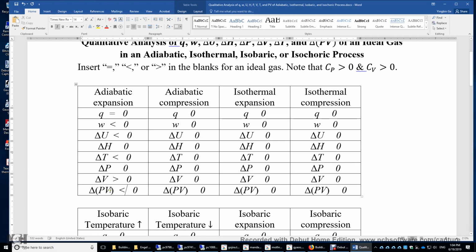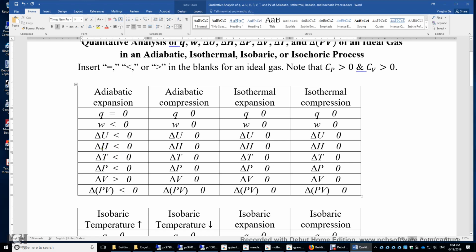If delta V is greater than 0 and delta PV is less than 0, what does that mean? Volume increases while PV decreases. The only explanation is delta P is negative, pressure decreases. And finally, enthalpy also depends on temperature only. For an ideal gas, delta H is the integral of Cp dT. So when temperature decreases, enthalpy decreases.